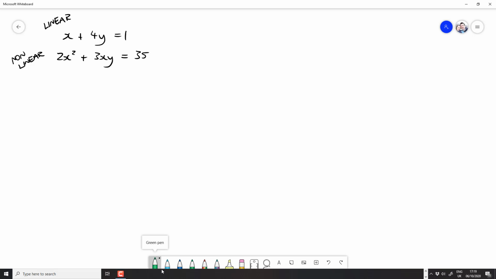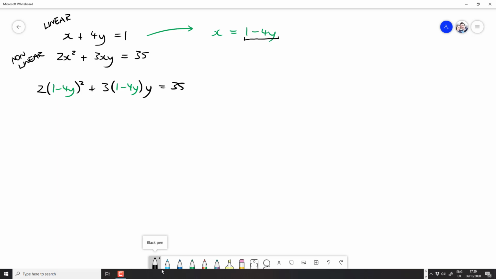So what we do here is we take the linear equation and we try and isolate one of the variables. So we're going to try and get x by itself, so express x in terms of y. So we have x equals 1, and then this 4y, if we subtract the 4y from both sides, we get x equal to 1 minus 4y. And then we're going to sub this value of x into the nonlinear equation. So everywhere I see an x in the nonlinear equation, I'm going to replace it with 1 minus 4y. So my equation becomes 2 times (1 minus 4y) squared plus 3 times (1 minus 4y) times y equals 35.